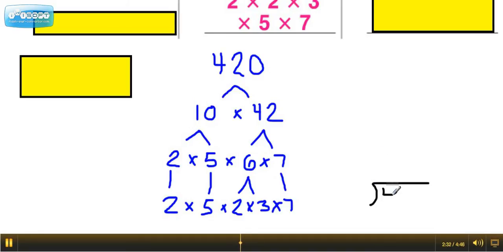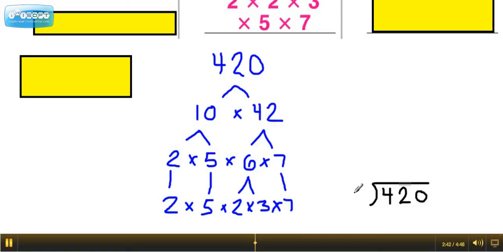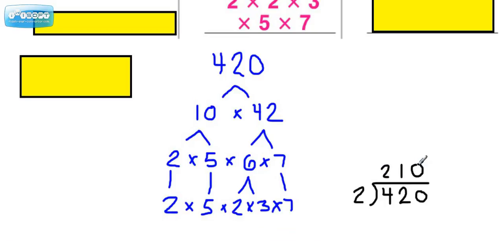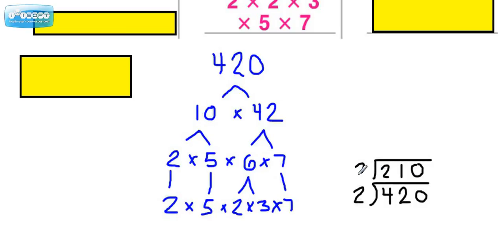So what you're going to do is take the number that you're trying to find the prime factorization of, and outside the division box, you're going to choose the lowest prime number that will go into the number. In this case, that would be 2. And if we divide that out, you're going to get 210 for a quotient. Then you're going to make another division box, and you're going to say to yourself, what's the lowest prime number that goes into 210? And again, it would be 2.